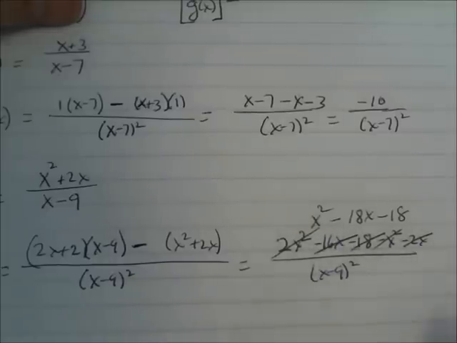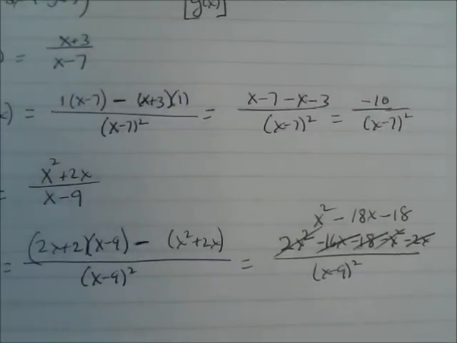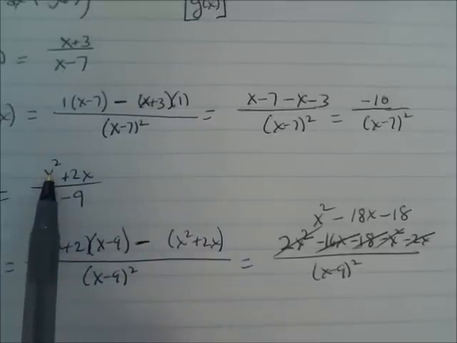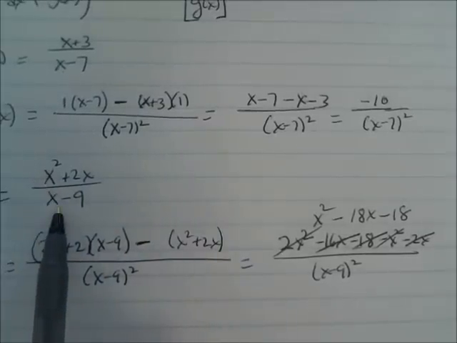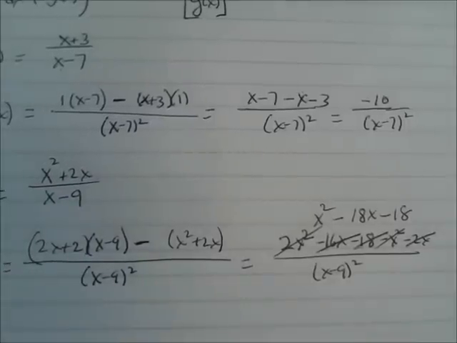So x squared minus 18x minus 18 all over x minus 9 squared. You'd write that in a little bit cleaner fashion. So that's all the product rule is. Remember, derivative of the top times the bottom minus the top times the derivative of the bottom all over the bottom squared.